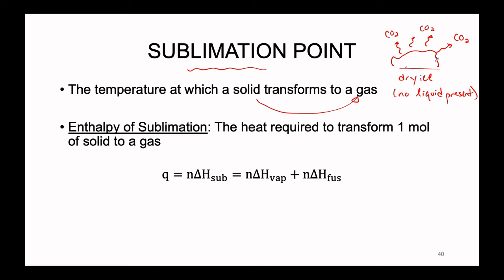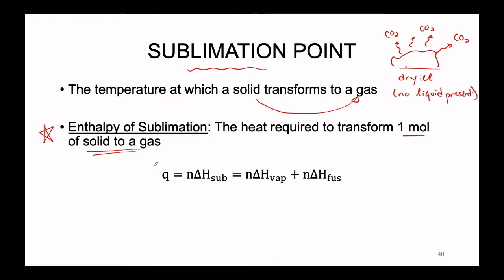There is an energy requirement to go from solid to gas, even if it just spontaneously happens, like with dry ice, where the ambient room temperature is hot enough to supply the heat requirement to get this transformation to occur. Sometimes we have to put in even extra energy, and the amount of energy we have to put in is known as the enthalpy of sublimation. This is the heat required to transform 1 mole of solid to gas. So again, we're just totally jumping over the liquid state.